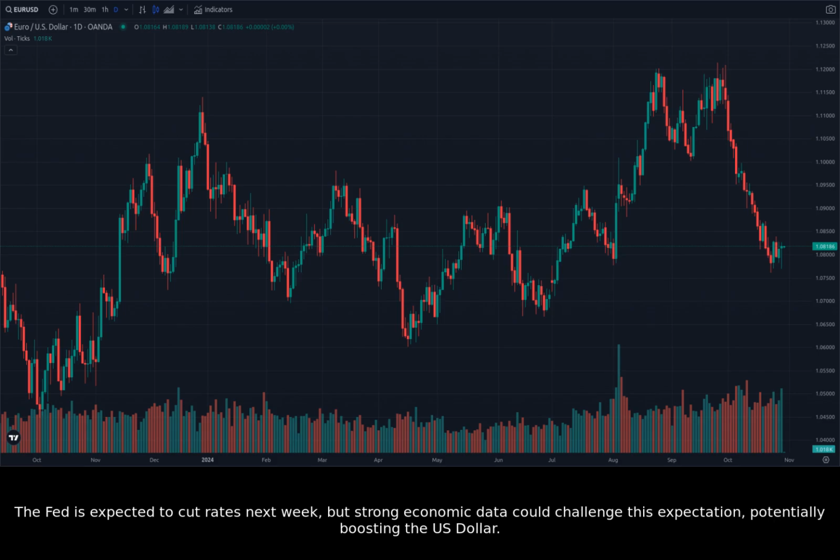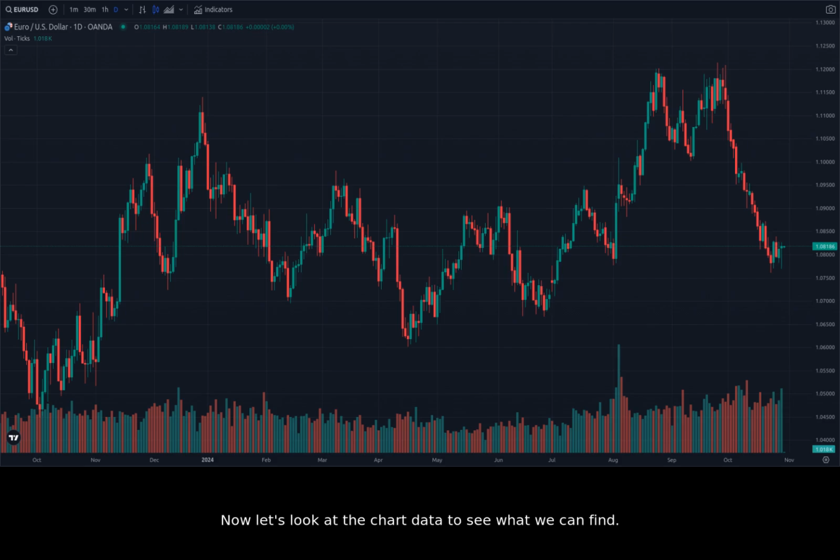The Fed is expected to cut rates next week, but strong economic data could challenge this expectation, potentially boosting the US dollar. Now let's look at the chart data to see what we can find.